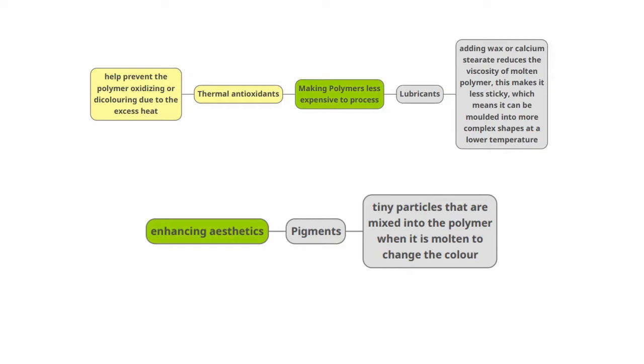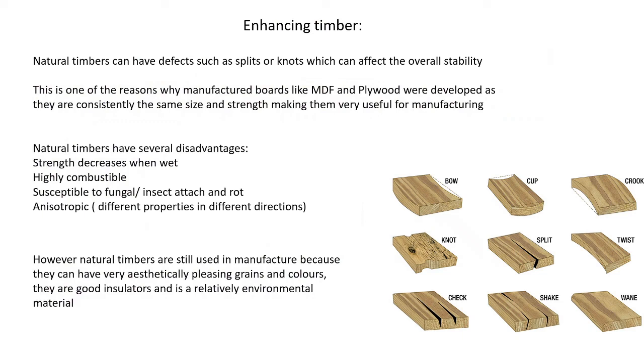Then you've got enhancing the aesthetics of it, so you can add pigments. Now pigments are what essentially give it its colour. So tiny particles that you mix into a polymer when it's in molten form, when it's liquid form, that will change the colour of it, almost like food dye or food colouring.